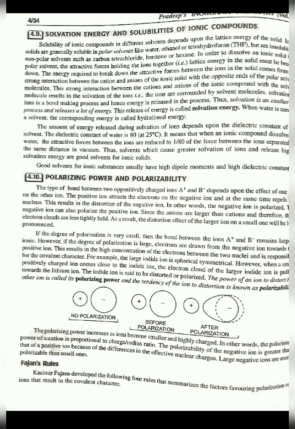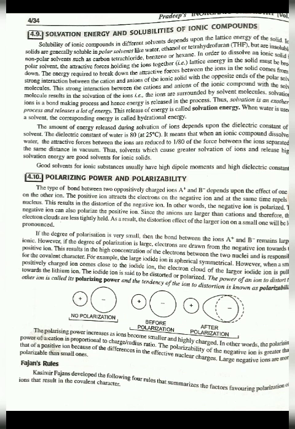In order to dissolve an ionic solid in a polar solvent, the attractive forces holding the ions together, that is the lattice energies in the solid, must be broken down. The energy required to break down the attractive forces between the ions in the solid comes from the strong interaction between the cations and anions of the ionic solid with the opposite ends of the polar solvent molecules. This strong interaction results in the solvation of the ions, that is, the ions are surrounded by solvent molecules.